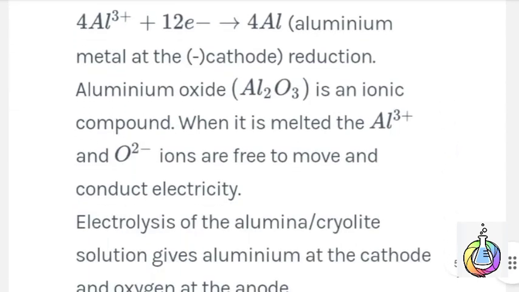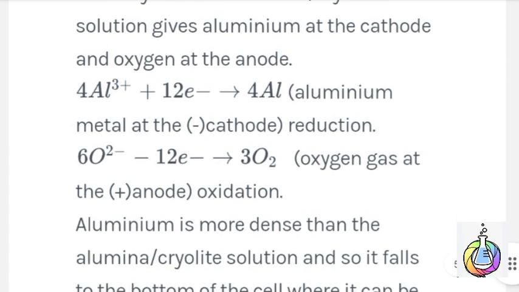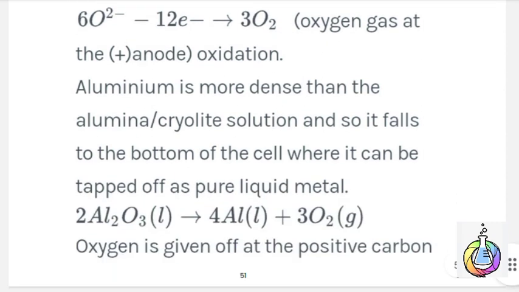Here is the solution. 4Al3+ plus 12 electrons gives 4Al metal at the cathode, reduction. Aluminium oxide, Al2O3, is an ionic compound. When it is melted, the Al3+ and O2- ions are free to move and conduct electricity. Electrolysis of alumina cryolite solution gives aluminium at the cathode and oxygen at the anode. 6O2- minus 12 electrons gives 3O2, oxygen gas at the anode, oxidation.